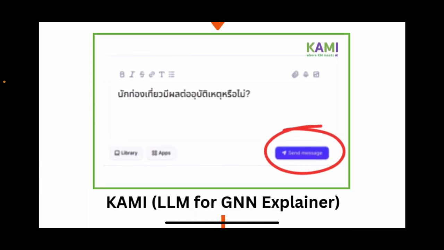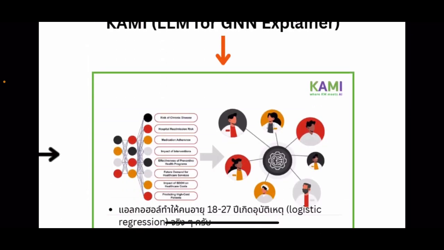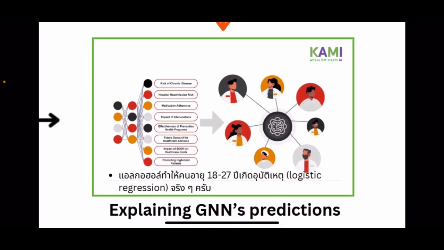This is an example of the front end, based on user input, using a large language model for the graphical neural network to explain what the relationships between entities are. And with all this being done, we're able to create and efficiently explain the graphical neural network's predictions between examples of healthcare risks such as chronic disease, hospital readmission rates, and impact of interventions.